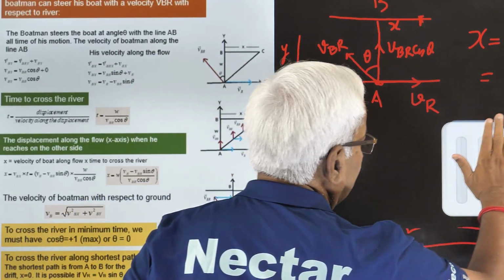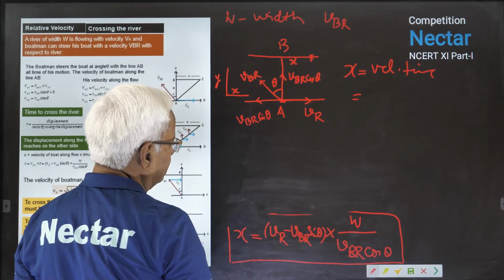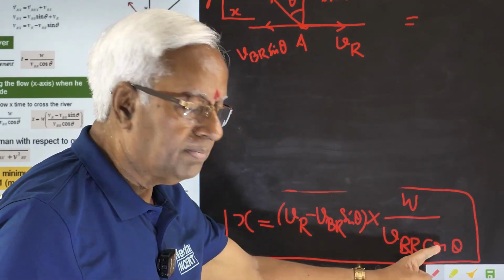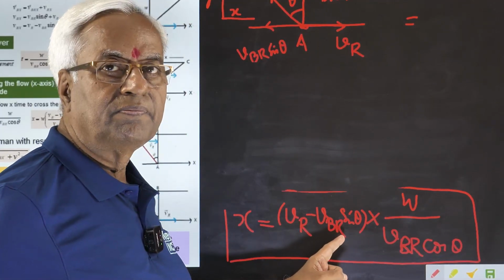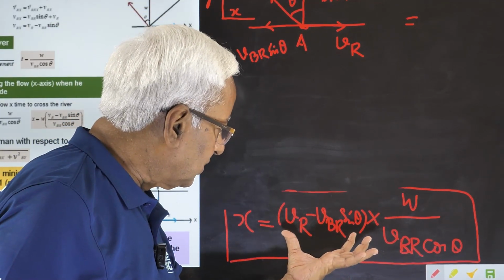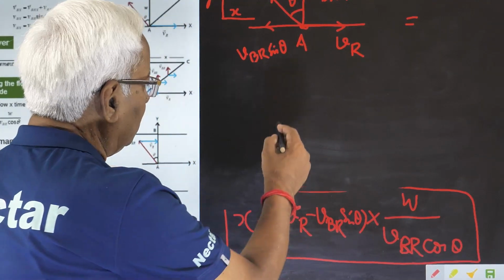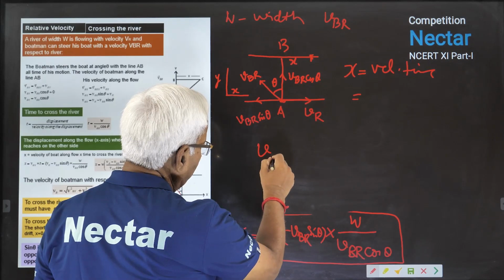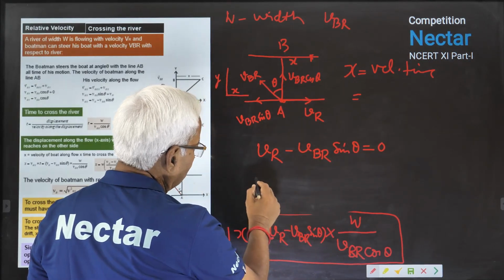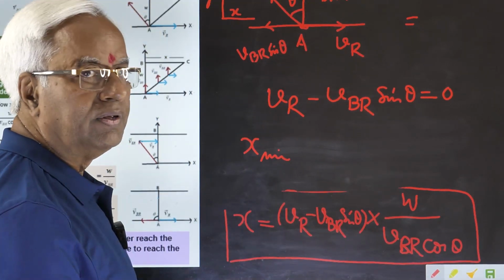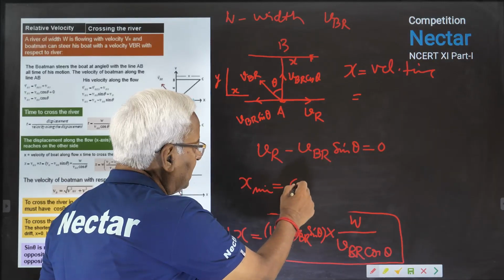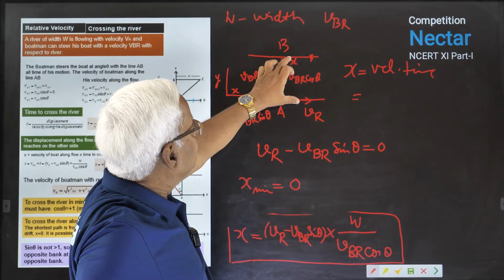Here also we are going to impose one condition. We have an idea to have minimum shift. What could be changed here from this point of view, that you are aiming at minimum shift? This is possible. If you make it 0, this is minus, this is difference. Difference could easily be made 0. If you make this whole term within bracket 0, x would be minimum. So condition for minimum x becomes VR minus VBR sin theta equal to 0. This becomes the condition for x minimum. X minimum in this case would be equal to 0. This is minimum shifting, and minimum shifting means x has become 0.